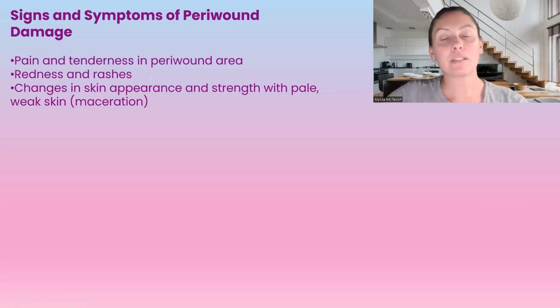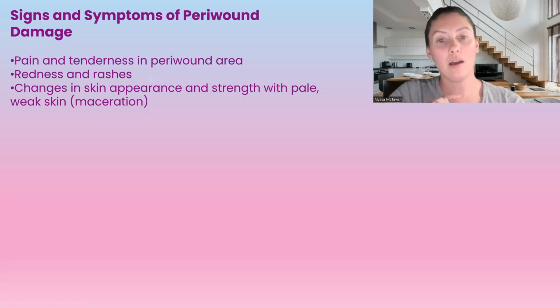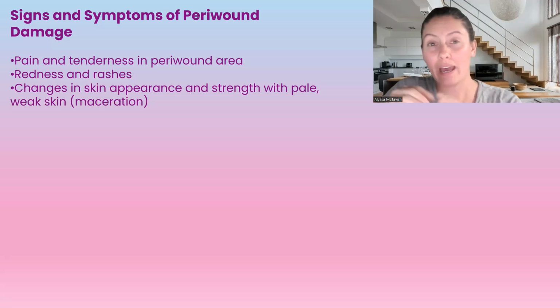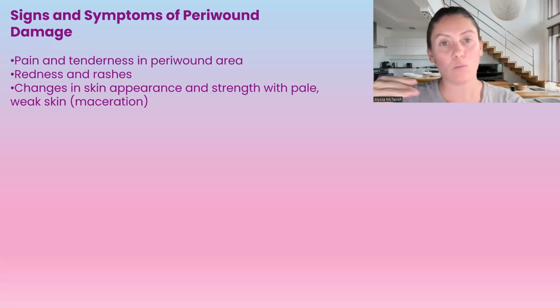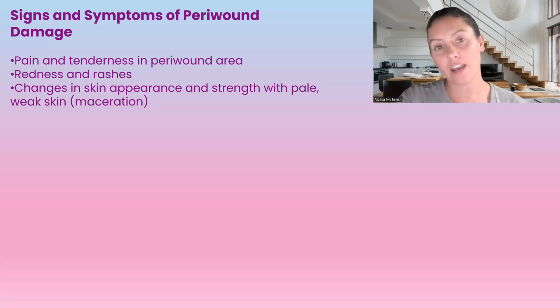So some signs and symptoms of peri-wound damage that you might see and you want to recognize right away, because the quicker we recognize this, the quicker we can treat it, and it has less chances of affecting the wound negatively, okay? So redness or tenderness around that peri-wound. So pain, rashes, redness, any changes in the tissue. It could be white, so that's maceration. Immediately, when you see these things, you know something's going on. You need to look at the whole picture. What is affecting this wound? What can we change to correct it?